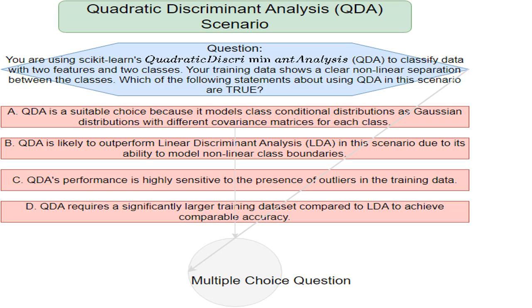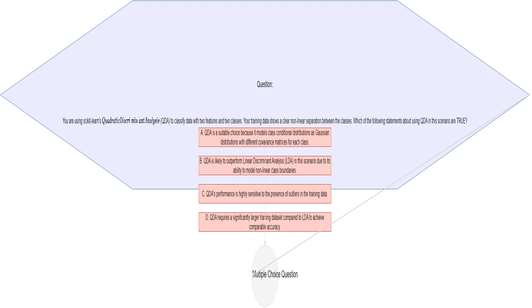This is a multiple-choice question testing your understanding of quadratic discriminant analysis, QDA, a classification algorithm in machine learning. Here's the core problem. I'm using QDA, a specific type of classifier, to sort data into two groups based on two characteristics. The data's not easily separable by a straight line. I need a more complex method.